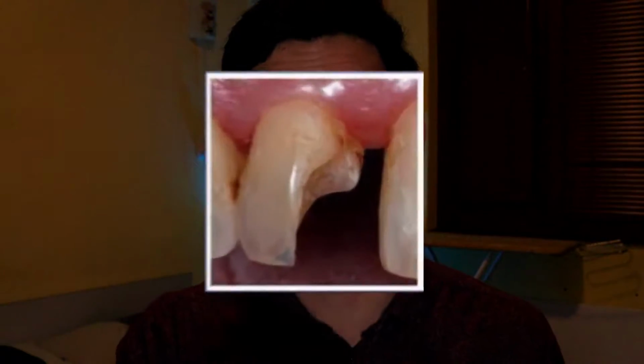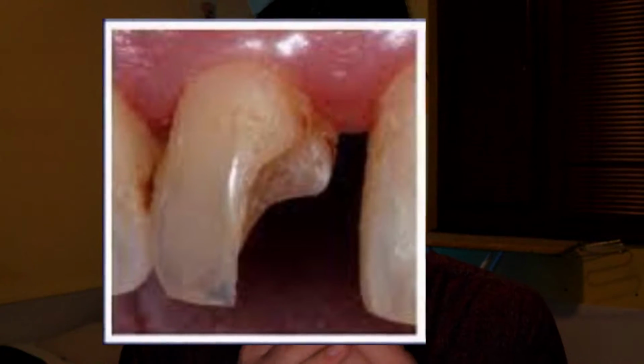Class 4. These are caries that affect the proximal surfaces of your anterior teeth, including the incisal edge. So it's like class 3, but class 3 does not involve the incisal edge, whereas class 4 involves the incisal edge as well.